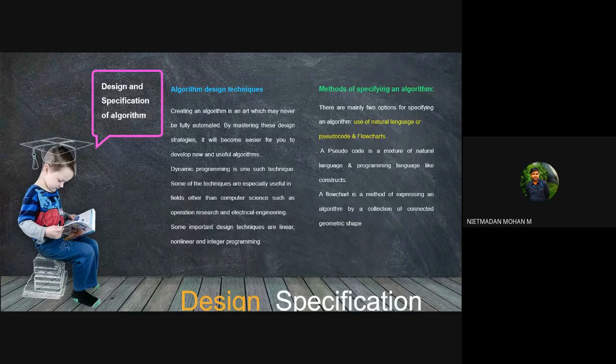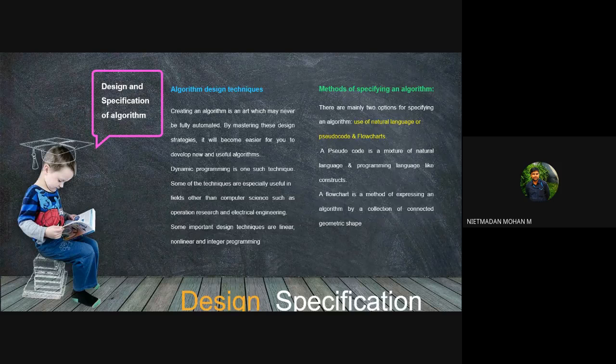Now coming to the method of specifying an algorithm. This was discussed in the previous two classes, and it is the first topic in the syllabus. These are the two types of methods of specifying an algorithm: you can write in natural language or pseudocode, and the flowchart.